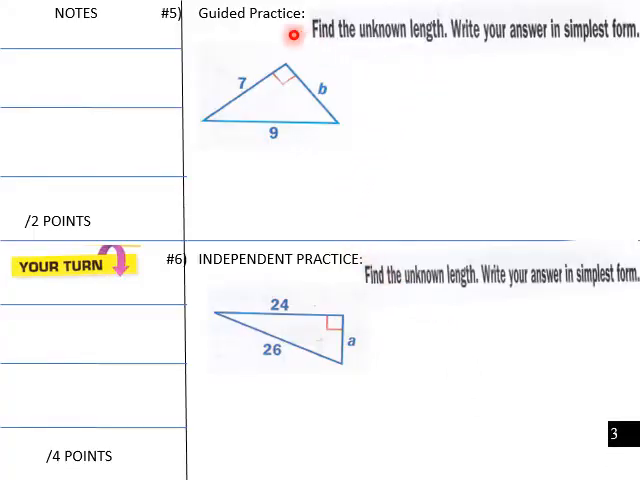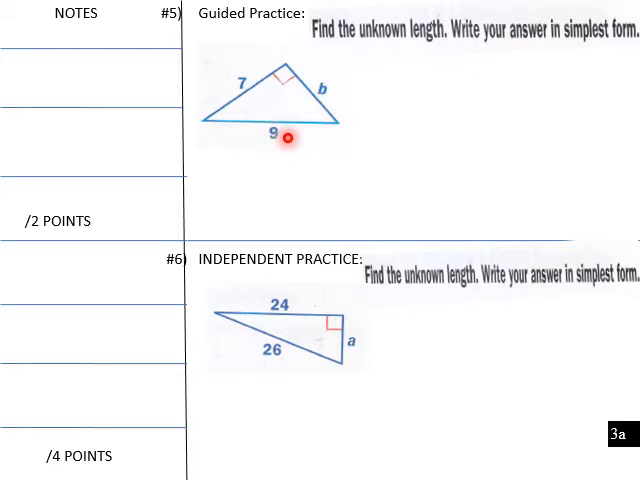Let's try one now. We've got to practice. Find the unknown length, which is B here. Write your answer in simplest form. Students, this one is yours down here, so pay attention so you can do your independent practice in class, by the way. So for up here, we're going to use our Pythagorean theorem, a squared plus b squared equals c squared.